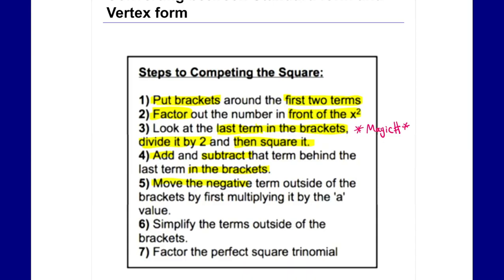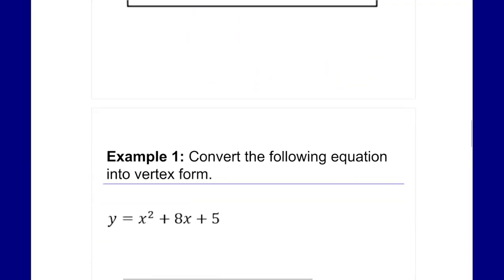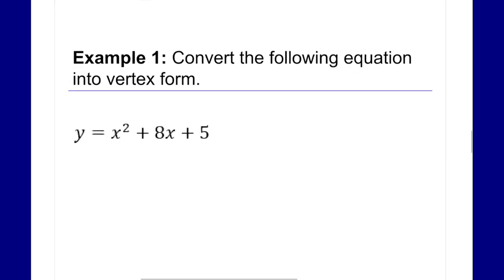We're then going to move the negative term outside of the brackets by first multiplying by the a value. Then we're going to simplify the terms outside the bracket and factor the perfect square trinomial. Right, so this is going to require a little bit of understanding of factoring, as well as some other general calculations. So again, that was a lot of steps, that was a lot of words. Let's go through and show what we're actually trying to do.